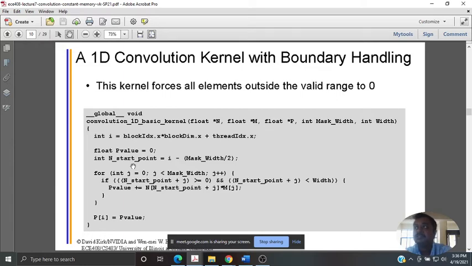Similarly, whenever you are computing the last element of that input array, two elements to the right are ghost elements. And whenever I say that the mask width divided by 2 is nothing but your radius, that's how you are computing the radius. So the index you have computed is the starting point from where you start your computations for computing a convolution.